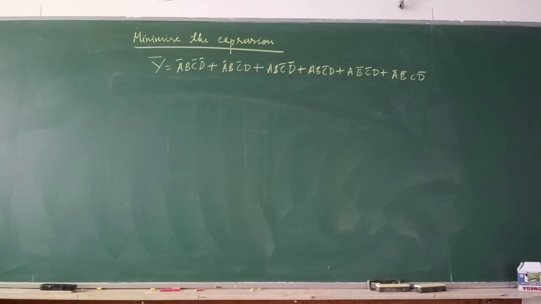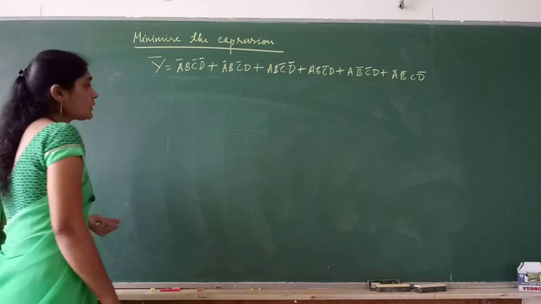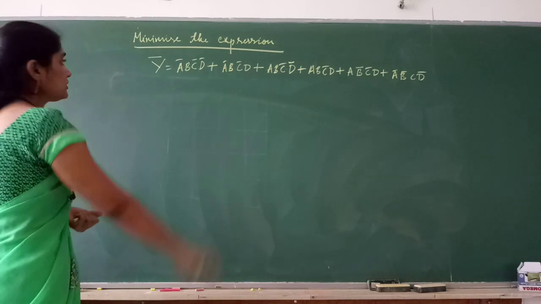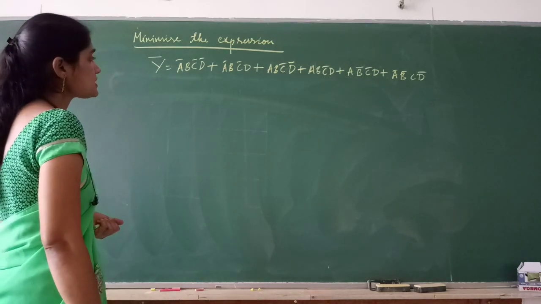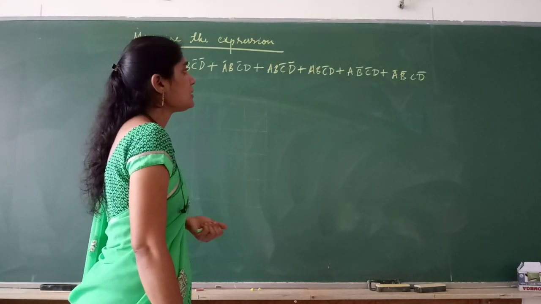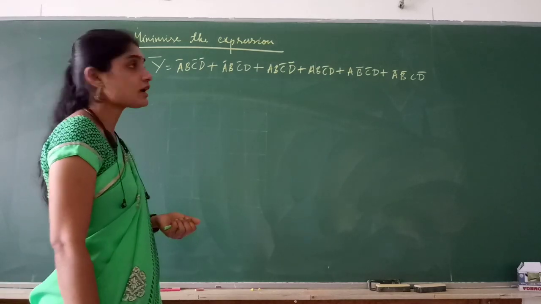Now the next problem we have, just look at the problem. This is also an examination problem. The equation is given: y bar is equal to A bar B C bar D bar plus A bar B C bar D plus A B C bar D bar plus A B C bar D plus A B bar C bar D plus A bar B bar C D bar.